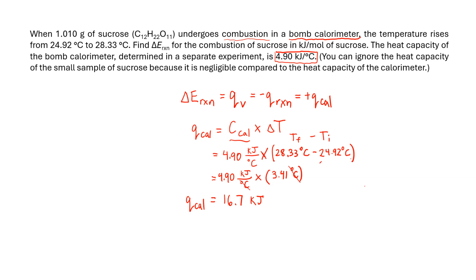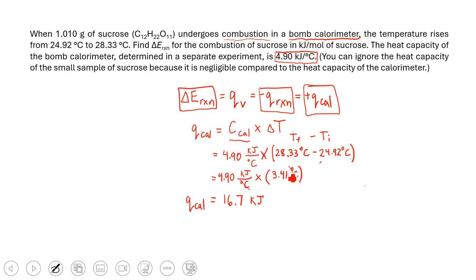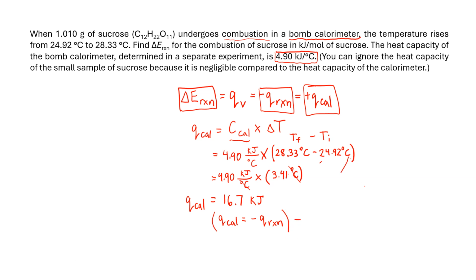All right. Now, remember what we said, though. We said that if we want to get the delta E for the reaction, we need the heat lost from the reaction. And notice it's negative of QCal. So if QCal is equal to negative Q reaction, well, then if I just multiply the entire equation by negative, what do I get? I get negative QCal is equal to Q reaction.